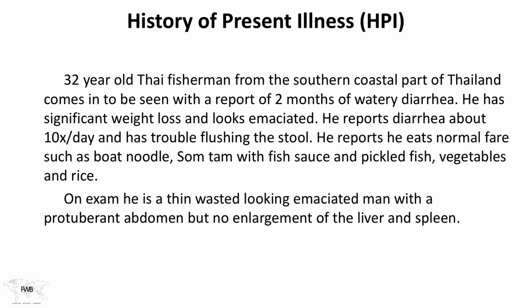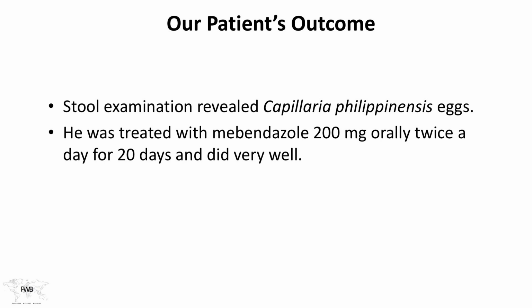He reports he eats normal fare, such as boat noodles, som tam with fish sauce and pickled fish, vegetables, and rice. Now, on exam, he is a thin, wasted-looking, emaciated man with a protuberant abdomen, but no enlargement of the liver and spleen. Now, what about our patient's outcome? This patient had a stool examination, which revealed Capillaria philippinensis eggs, and he was treated with mebendazole 200 milligrams orally twice a day for about 20 days, and he actually did very well.